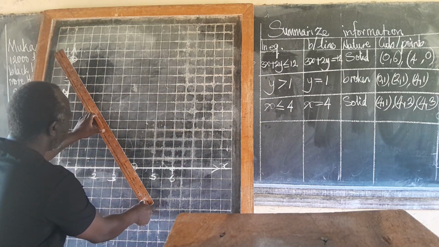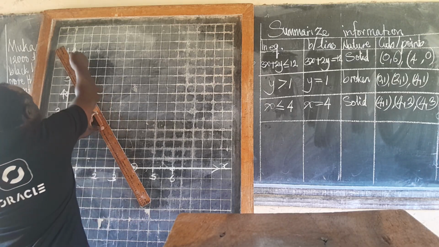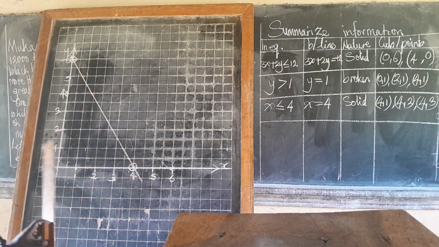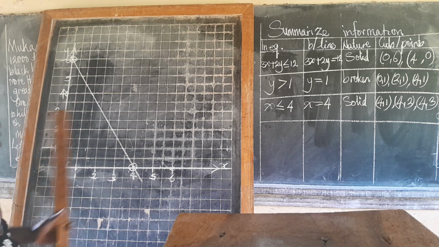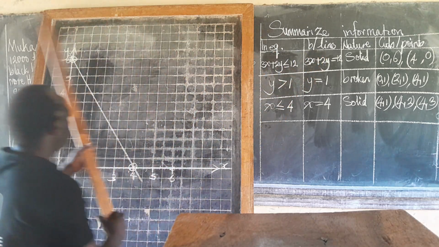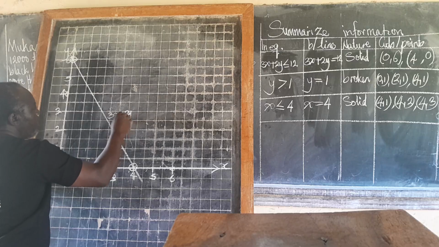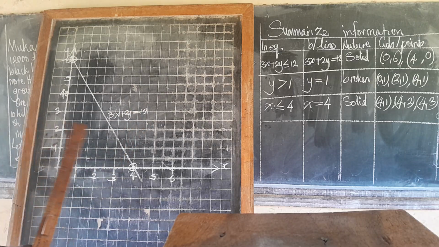Solid line, this is what we mean by solid line. We have this. That is the solid line. Now the name of the solid line is this one. We have 3x plus 2y equals 12.